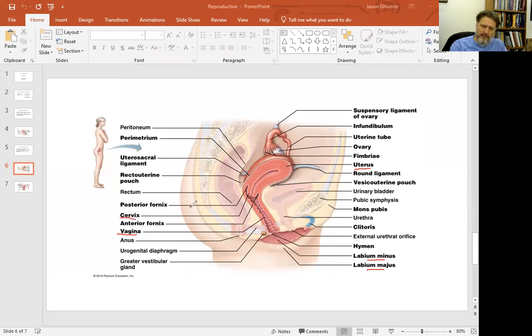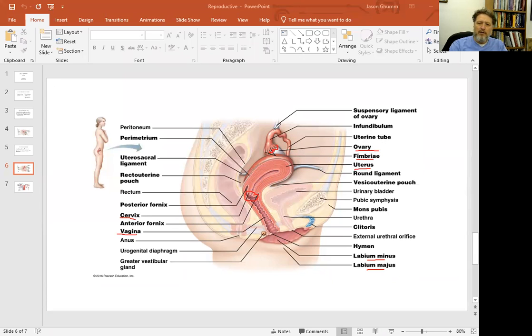You have the cervix, which is this opening between the vagina and the uterus. For ladies who have had pap smears, this is where they take cell samples from to see if they're precancerous or cancerous. You have the ovaries right up here. You have the fimbriae, which are these little extensions right here.